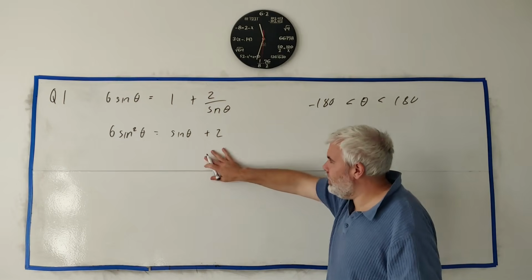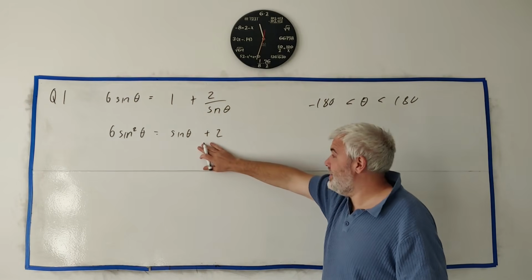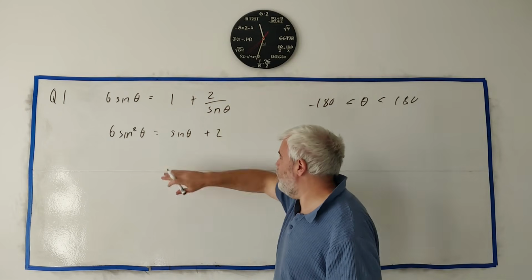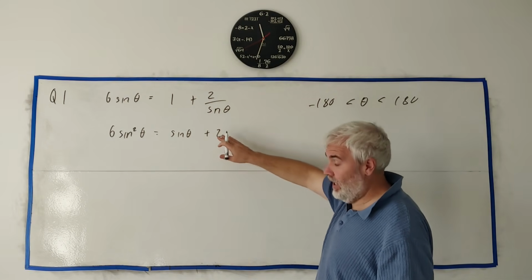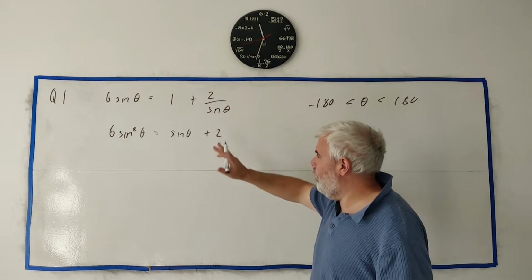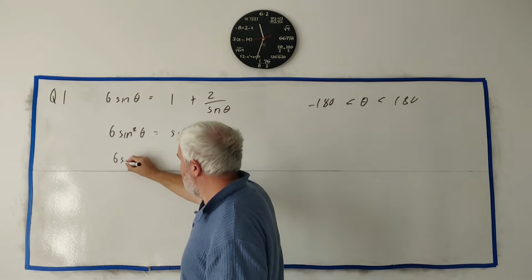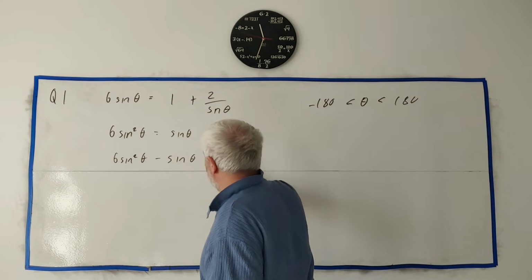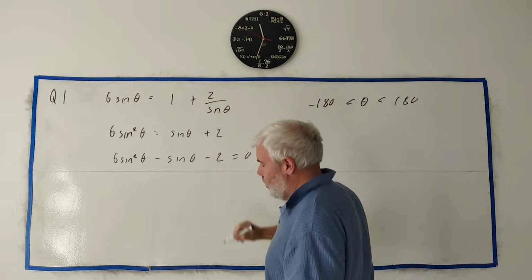Now, it might not be obvious, but what I see when I see this line is a quadratic equation. We have something squared, we have something, and we have a number. Let's put all of these together, everything over the left hand side. 6 sine squared theta minus sine theta minus 2 equals 0.